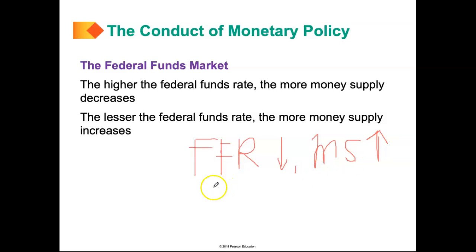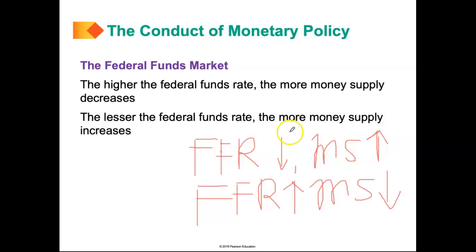So right off the bat, you can see there's a negative relationship between the federal funds rate and money supply. The federal funds rate increases, money supply decreases, okay? And if the federal funds rate decreases, money supply increases, okay?